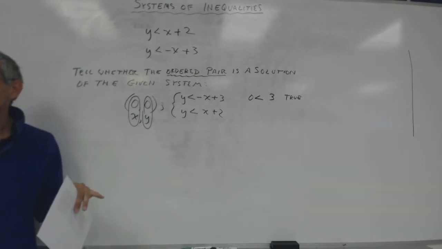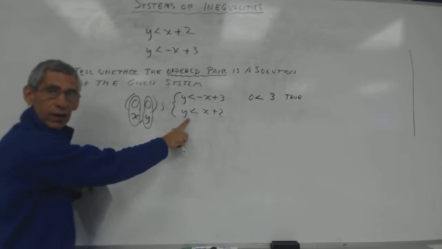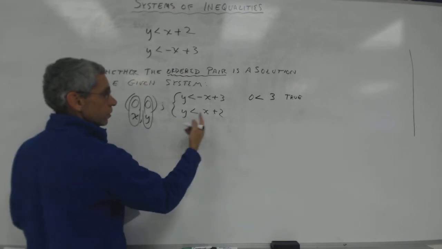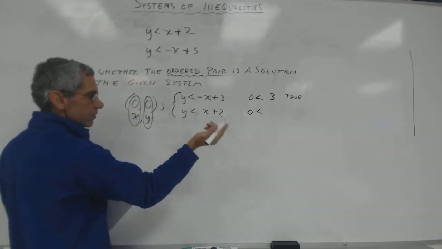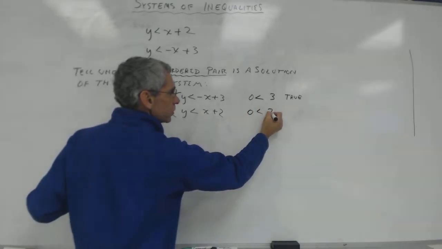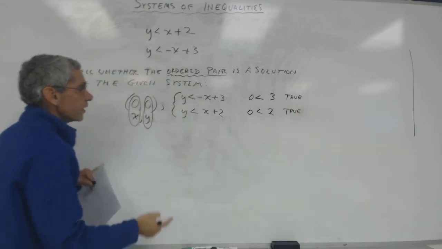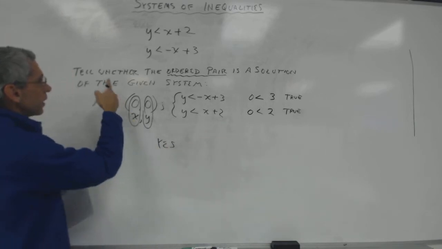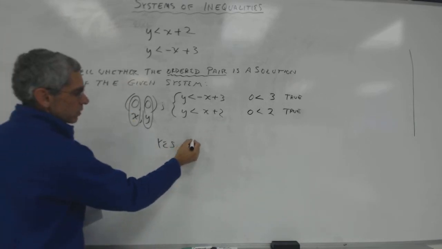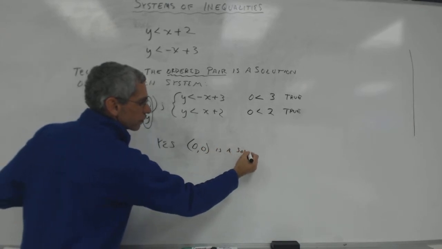Not yet. Why? Because there's still another part of the system. I have to check that one out. So I've got to do 0 again. Is less than, that's 0. I don't need to write it because it's nothing. And then 2. Is 0 less than 2? So yes, it's true. Therefore, the answer is yes. It is a solution, right? 0, 0 is a solution.